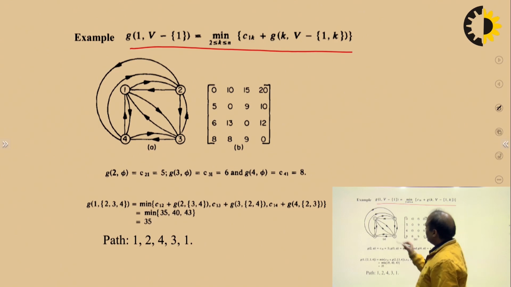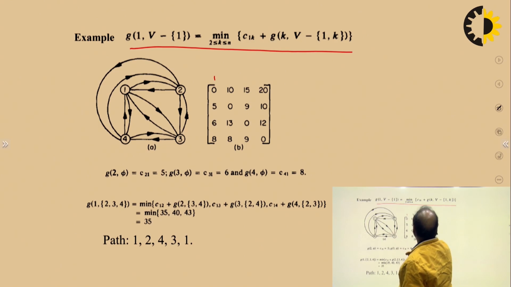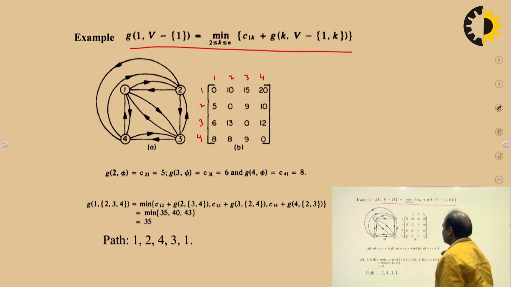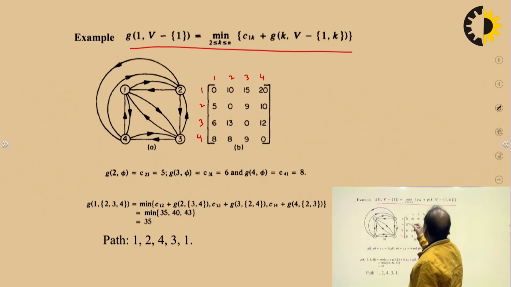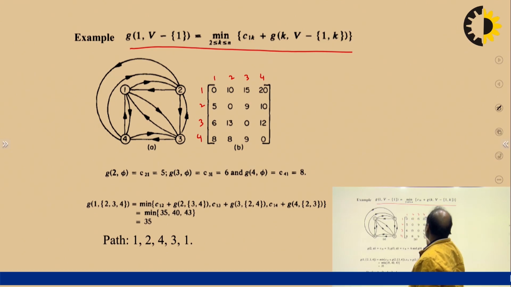So let us have this graph. Four vertices are there: 1, 2, 3, 4. And these are 1, 2, 3, 4. This is actually the adjacency matrix that we have designed. We are assuming that 1 to 1 is nothing, so this is 0, 0, 0. This is actually what we have computed.